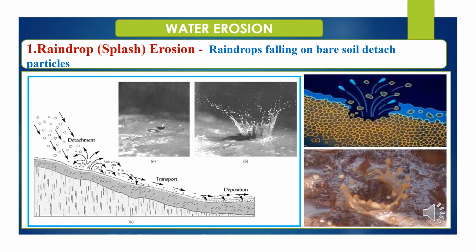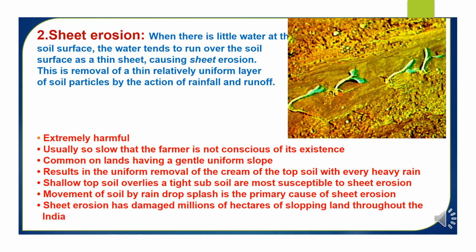Now we will discuss water erosion. The first one is raindrop or splash erosion. In this erosion, raindrops falling on bare soil detach particles and splash them up into the air. So this is the erosion which takes place in the rainy season or during rains. Now we'll discuss the second type of water erosion, sheet erosion. When there is little water at the soil surface, the water tends to run over the soil surface as a thin sheet, causing sheet erosion. This is the removal of a thin, relatively uniform layer of soil particles by the action of rainfall and runoff.